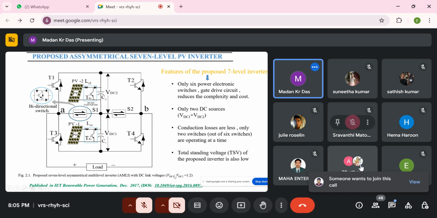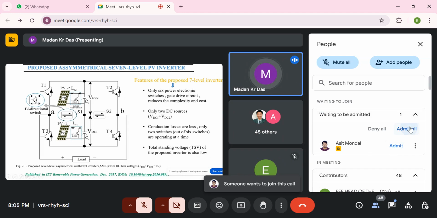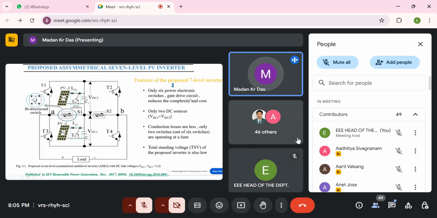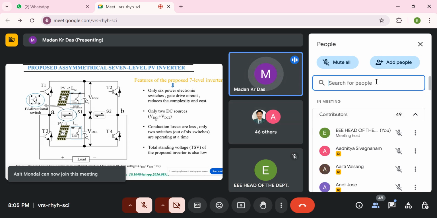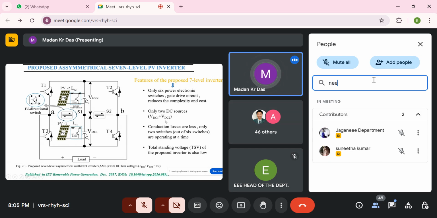So its input voltage ratio is 1:2, and in this inverter only 2 switches will conduct at a time. So here only 6 power electronic switches will be used, and 6 gate drivers also. The size will be reduced, and 2 DC sources VDC1 and VDC2 are used, and conduction and switching losses will also be low. Total standing voltage means every switch will be blocking voltage.